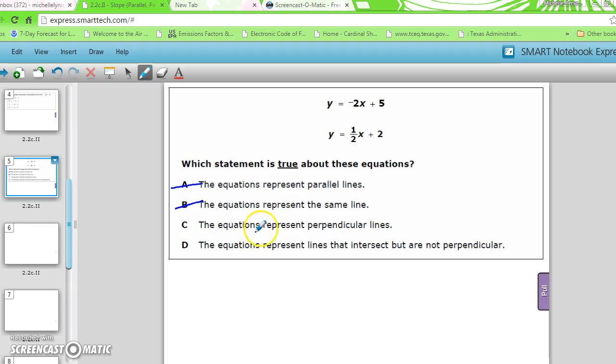be true. The equations represent perpendicular lines. If I flip one over and change the sign, do I get the other one? And I do. So the answer is C.